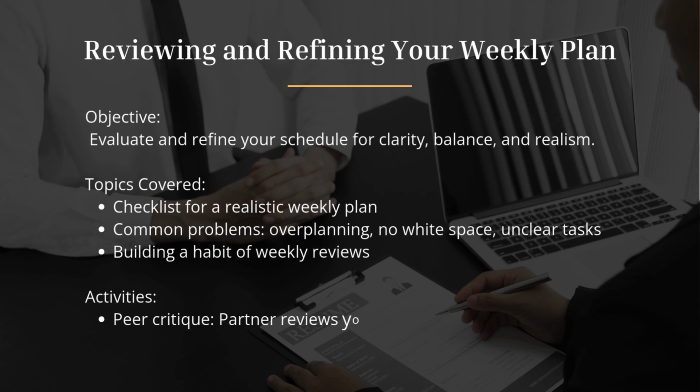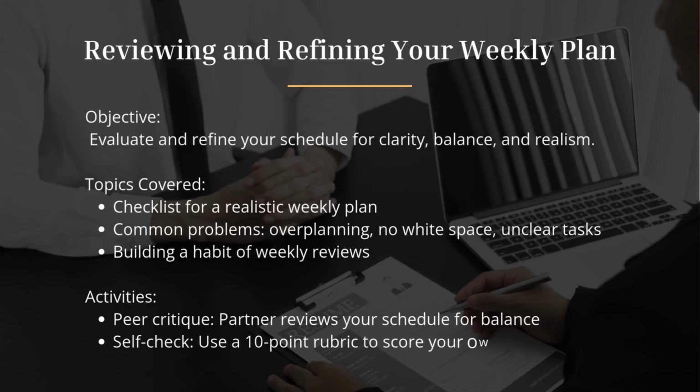Activities. Peer critique: a partner reviews your schedule for balance. Self-check: use a 10-point rubric to score your own plan.